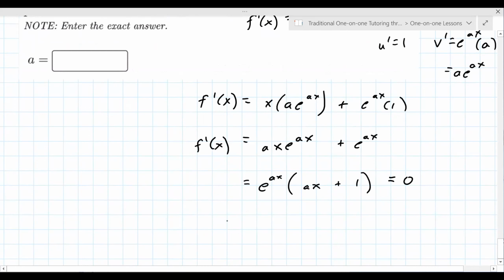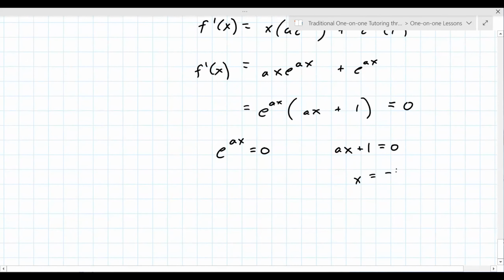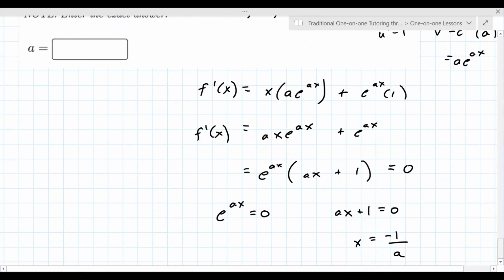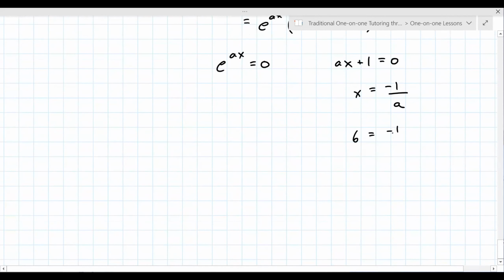You set this equal to 0. Remember that e to the ax, or e to the anything, is never 0, so you don't have to worry about that one. But you do have to solve for x on the right: x equals negative 1 over a. And we're looking for a, and it tells you that it happens when x is 6. So it's kind of like the last problem. You set 6 equal to negative 1 over a, and you solve for a. a equals negative 1/6.